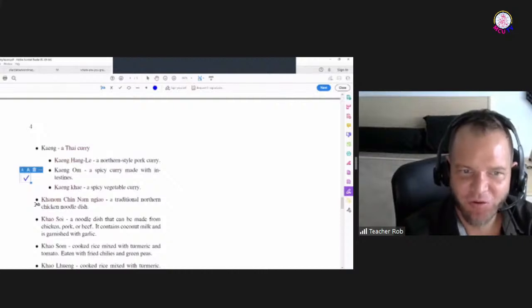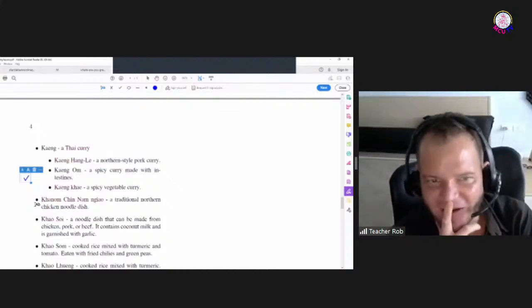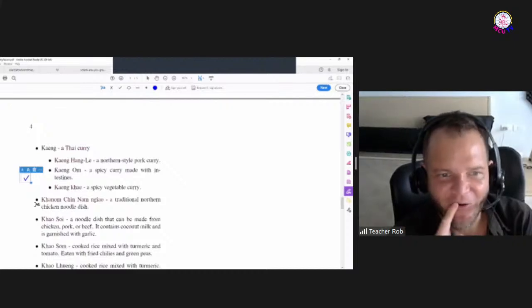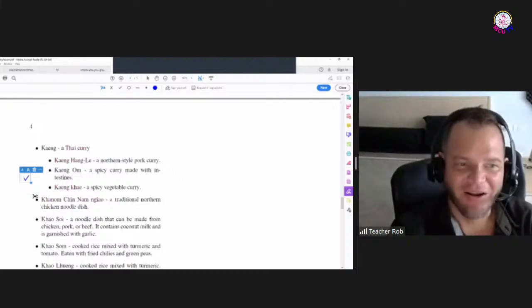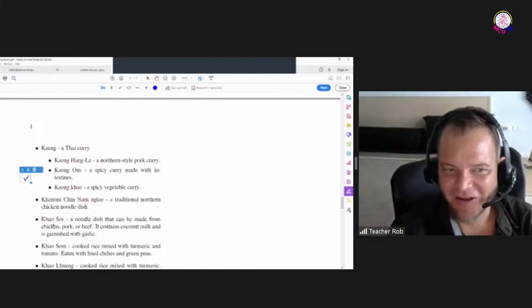Ngao, a traditional northern chicken. Nam Ngao. Yeah, that's a chicken noodle dish. I think I've had that before. This one is probably my favorite all-time Thai food now since I've lived here. Khao soy.